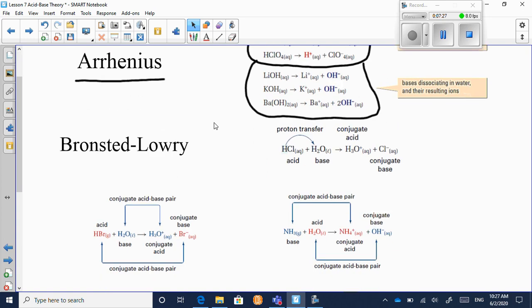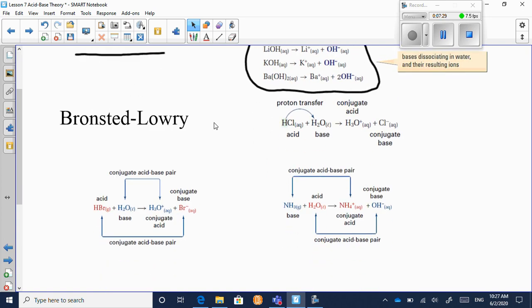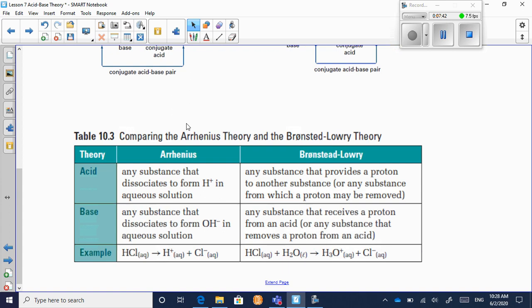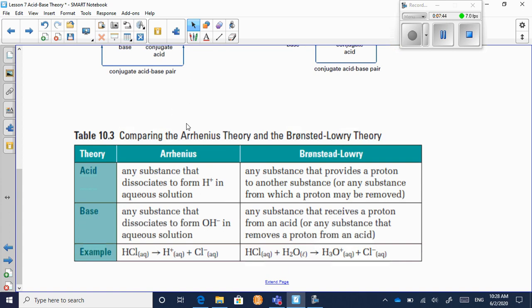A little while later, these two scientists, who actually worked independently, Bronsted and Lowry, one was English, one was Danish, I believe, came up with a more general definition of acids and bases. The Bronsted-Lowry definition is that an acid is any substance that provides a proton to another substance. So we often use the term proton donor.